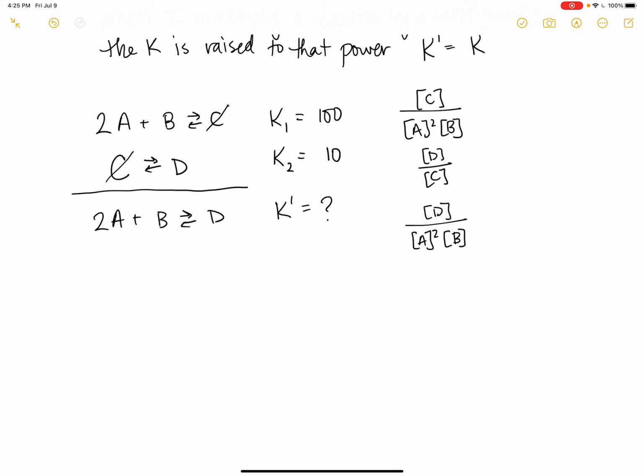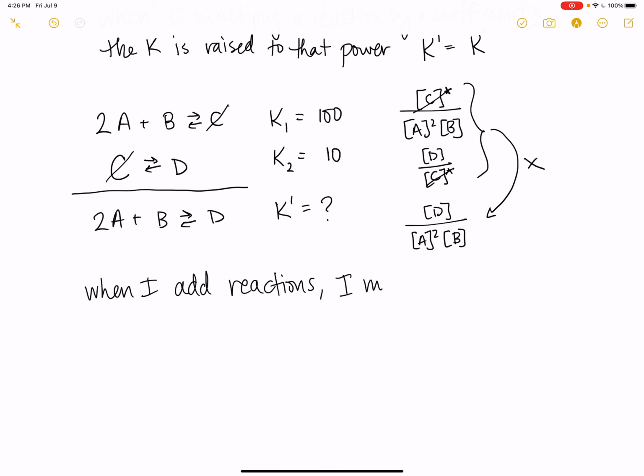So how do these two play into this one? What did I do? I just multiplied them together. When I multiply them together, the C on top up here and the C on the bottom here cancel out, and I end up with my overall expression. So my rule is when I add reactions, I multiply the K's. So if I have my new K, it is going to be K1 times K2.